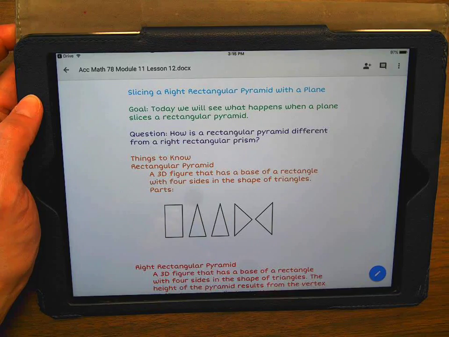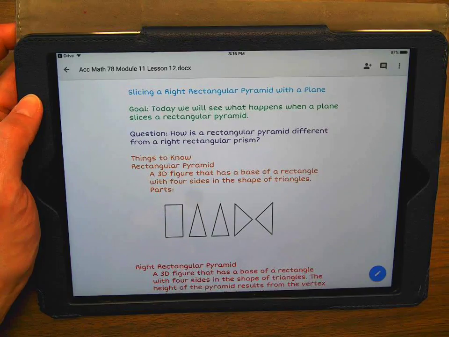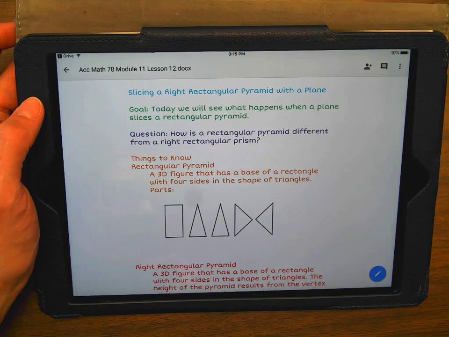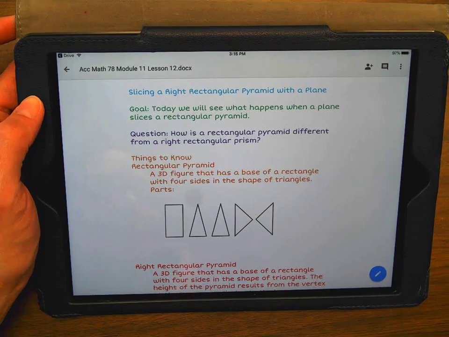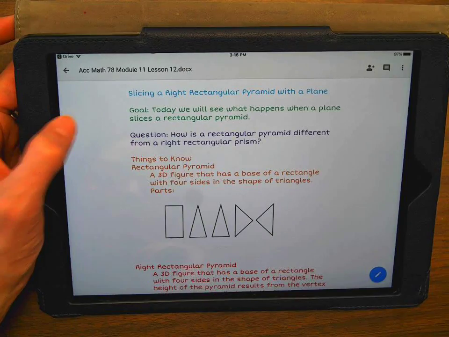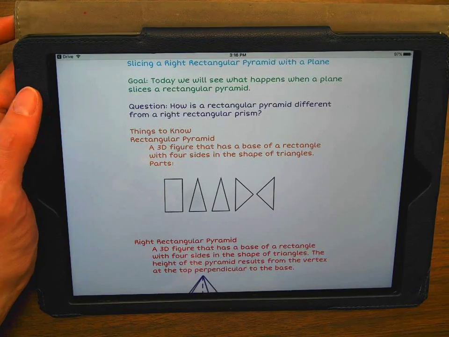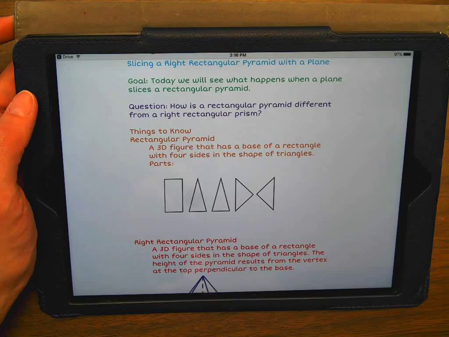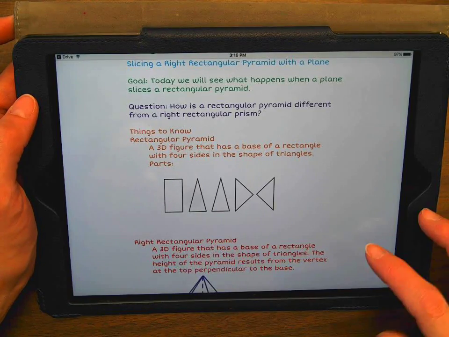Okay? A pyramid is a shape where there's only one base, and the number of sides on that base is determined by the shape of the base, and all the sides fold in together and meet at one common vertex. The goal today: we will see what happens when a plane slices a rectangular pyramid. The question I want you to be thinking about is, how is a rectangular pyramid different from a right rectangular prism? Okay, that's what you need to think about, the two different things.